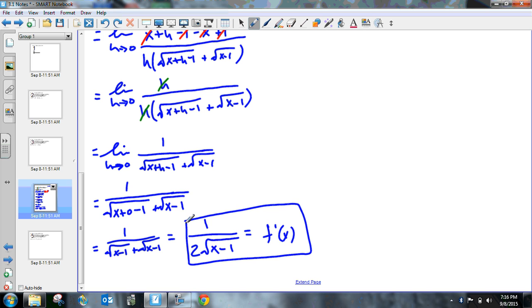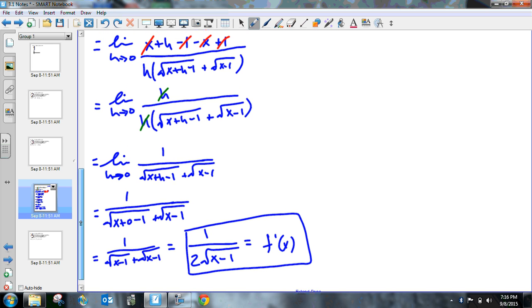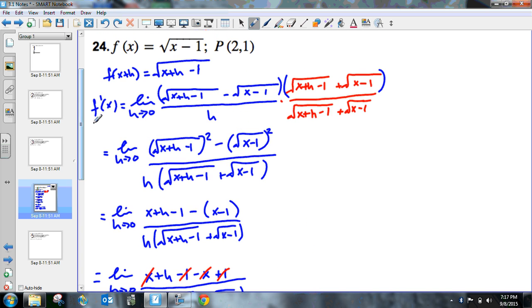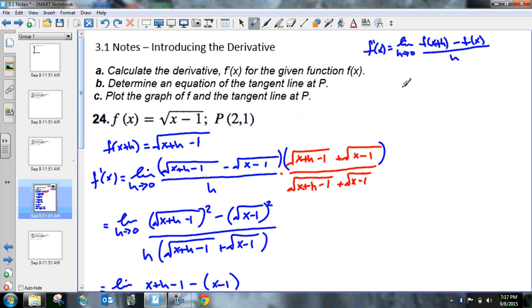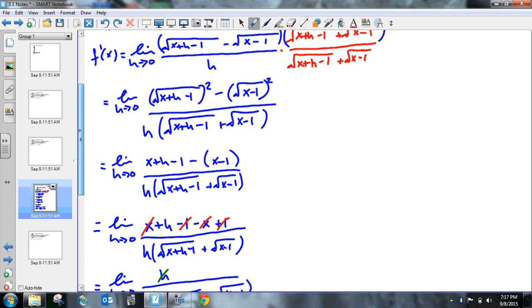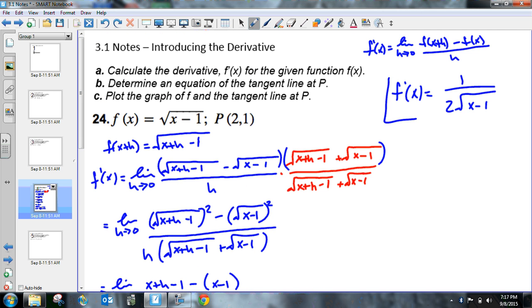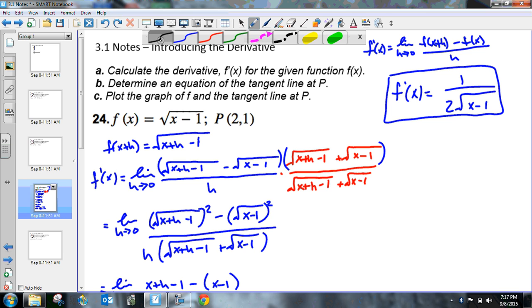So let's go ahead and go up here. All right, and I'm going to write out my derivative. I know that f prime of x is equal to, what was that? 1 over 2 square root of x minus 1. Let me just double check that. Yep. Okay, so that's our derivative. Now I've got this point here. I've got x is 2 and y is 1, so x equals 2, y is equal to 1.